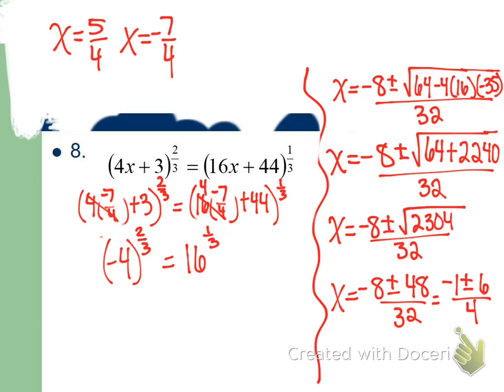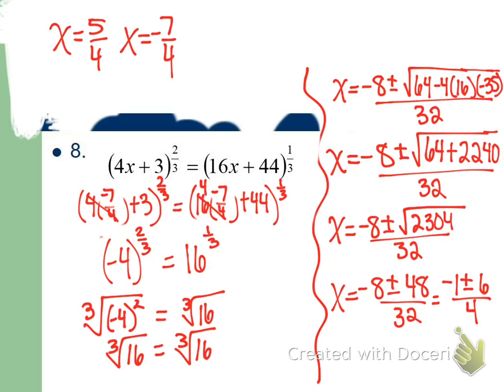16 to the 1/3. If we convert these to being radicals, cube root of negative 4 squared and the cube root of 16, what's negative 4 squared? 16. So, do we have any extraneous solutions? No, we don't. Those are both valid.